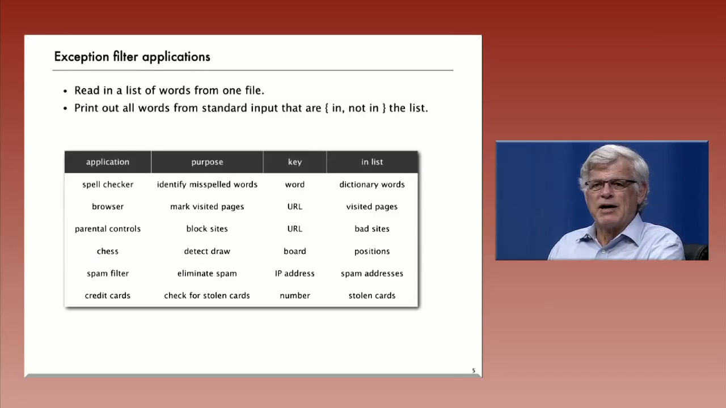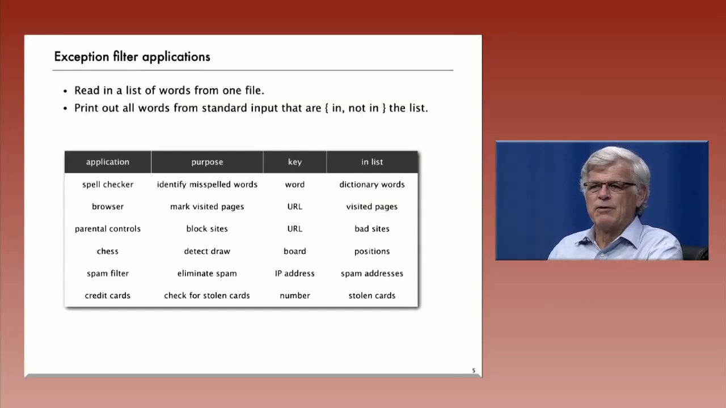For example, you might have a spell checker where you want to identify misspelled words. So then your key would be a word or string, and in your exceptional list would be words that are in the dictionary. And you'd want to print out all the words that are not in the dictionary. That's an example of an exception filter.